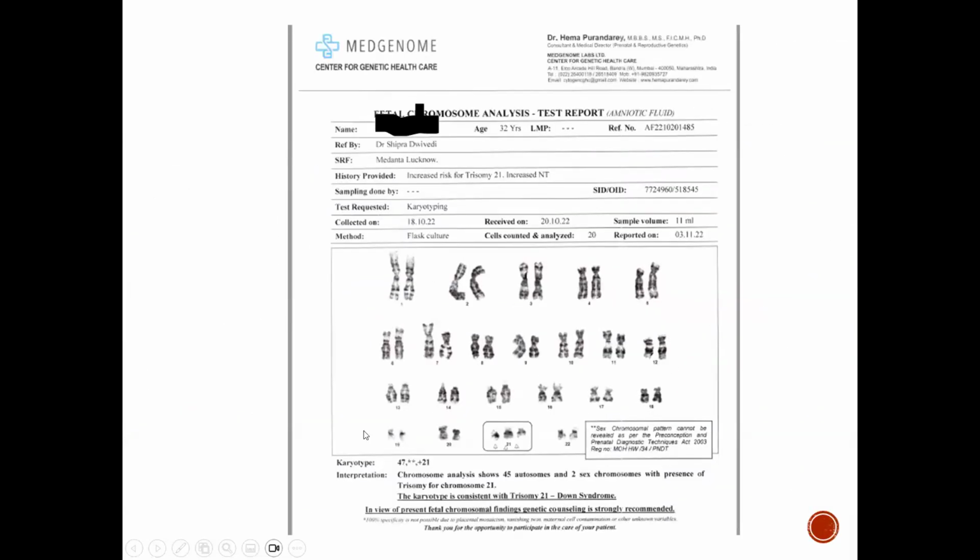So this is the report of a karyotype. Here we can see there is one extra chromosome along with the 21st pair of chromosomes. So this is pure trisomy 21. In this kind of patient, we need not do invasive testing directly in the next pregnancy. We can offer a screening test also.